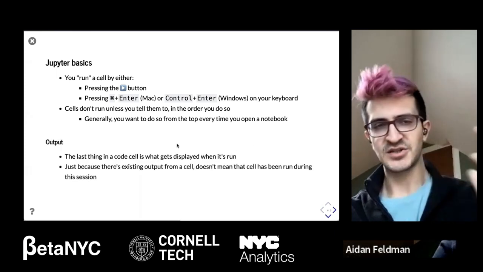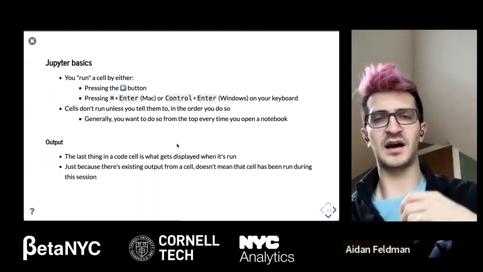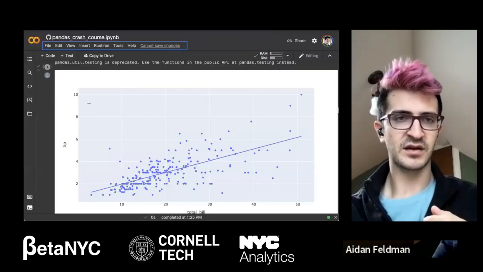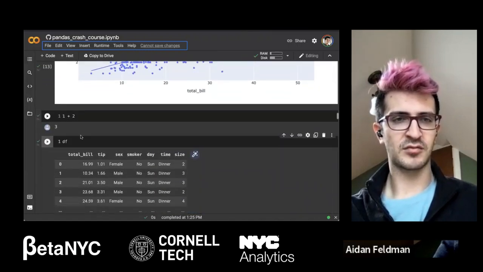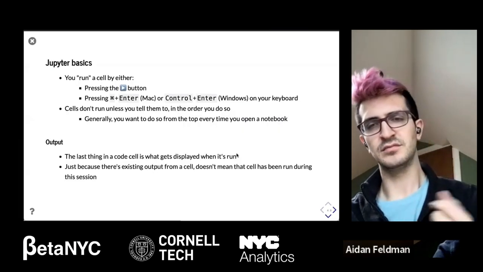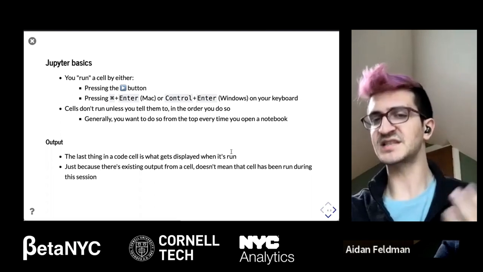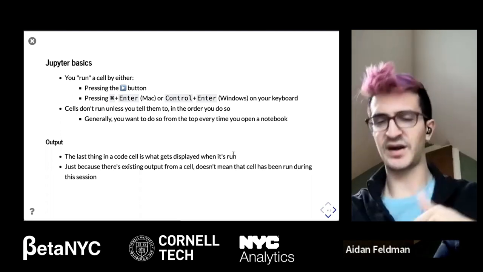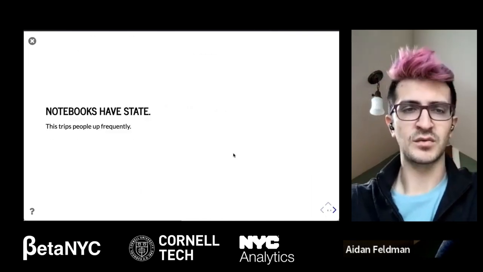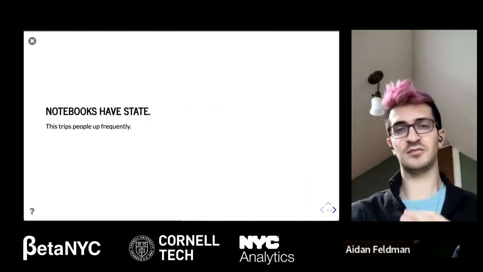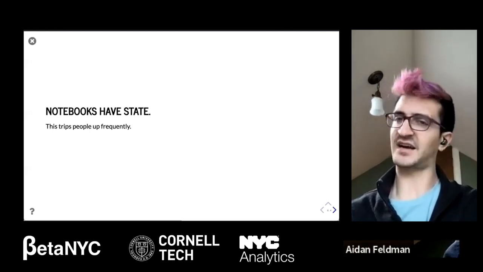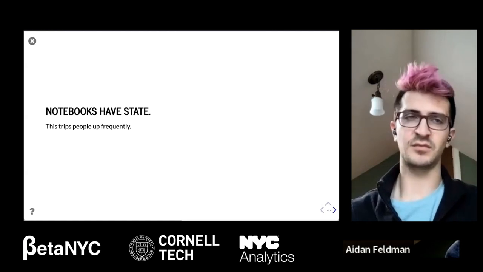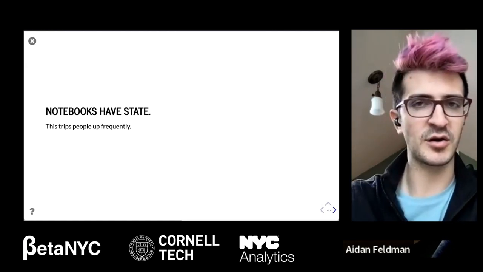As I mentioned, the last thing in the code cell is what gets displayed when that cell is run, as we see with the figure being shown here, and with these two samples I've stuck in there. And just because you're seeing output doesn't mean the cell's been run that session. So again, it's good practice to restart and run all. Notebooks do have state, right? When you run a cell, that variable gets defined, and if you run them out of order, it might not act the way it looks like it should. So it's just something to keep in mind when you're working with notebooks.